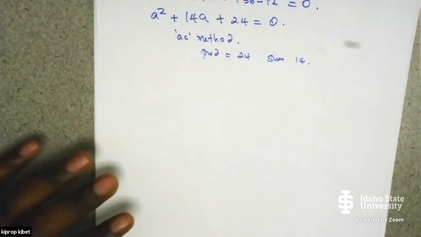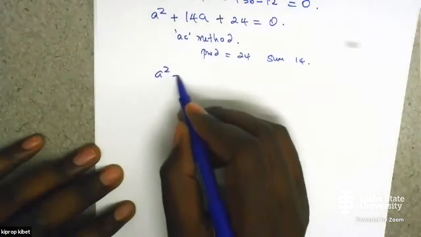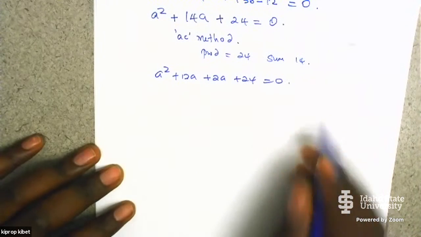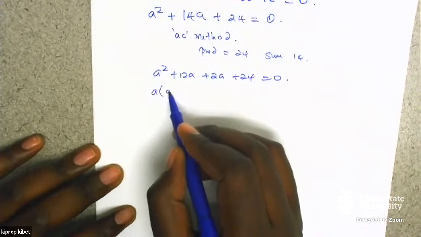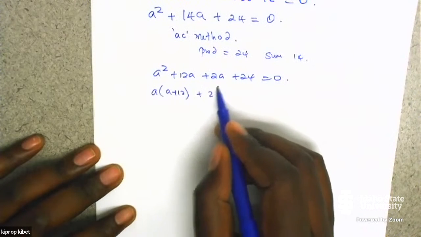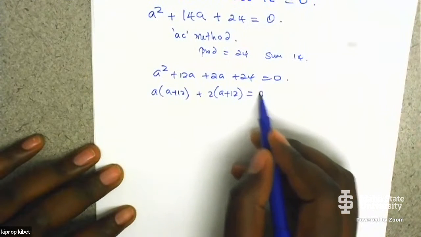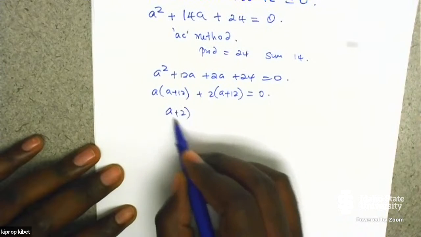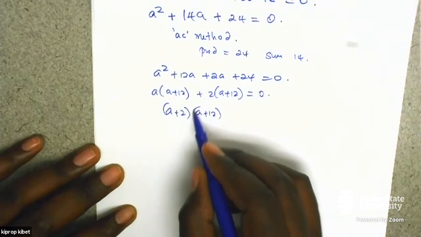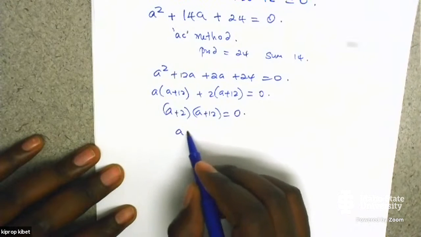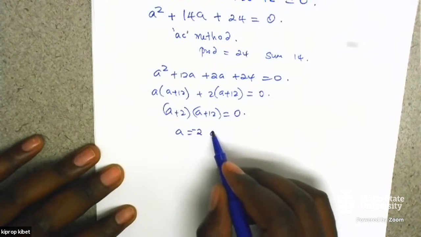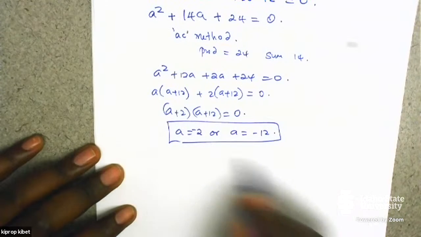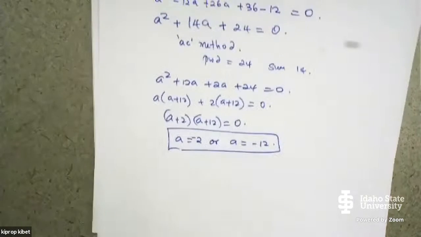12 and 2, right? So a squared plus 12a plus 2a plus 24 equals 0. So a(a + 12) plus 2(a + 12) equals 0. Zero product property: (a + 2)(a + 12) equals 0. So a equals minus 2, or a equals minus 12. So we have those two values there.